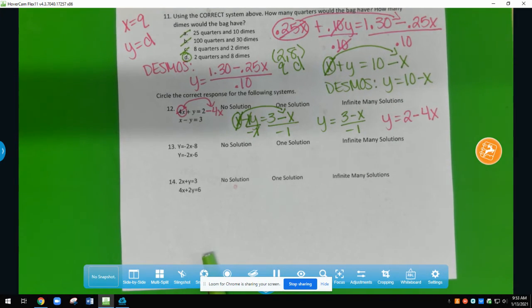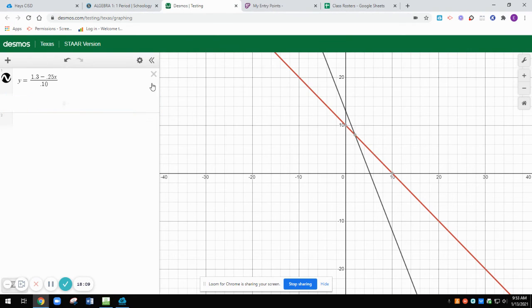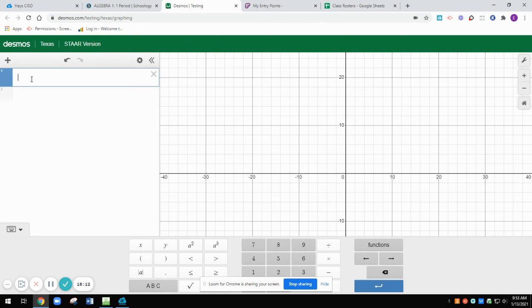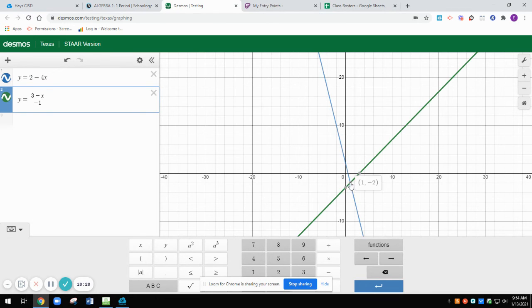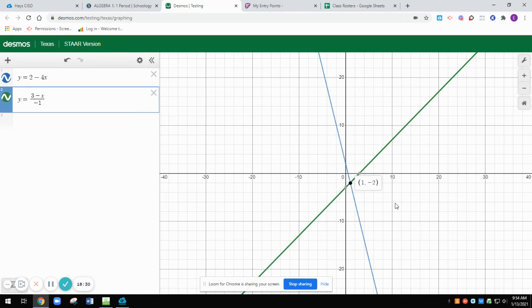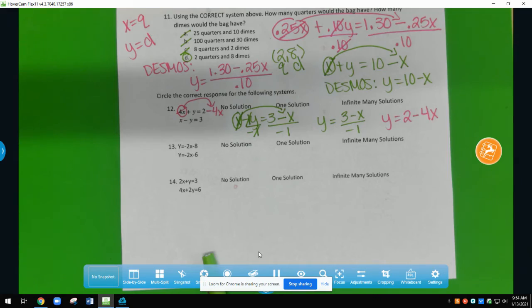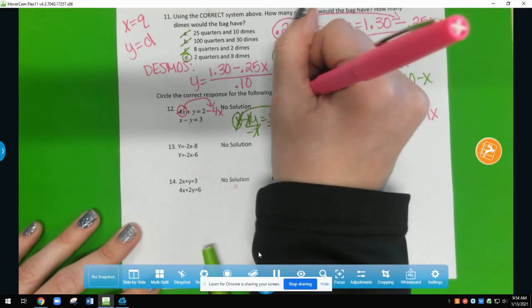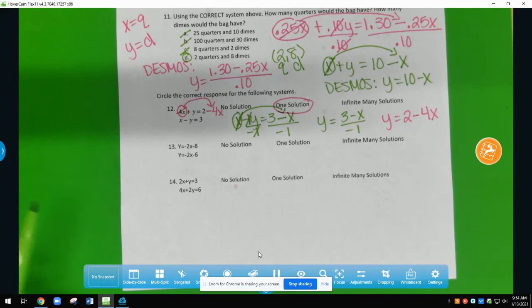So I'm going to go to Desmos and graph those. So Y equals 2 minus 4X. Y equals divide 3 minus X over -1. So those do have an intersection, and it is 1, -2. So since they cross, my answer would be 1 solution because they cross.